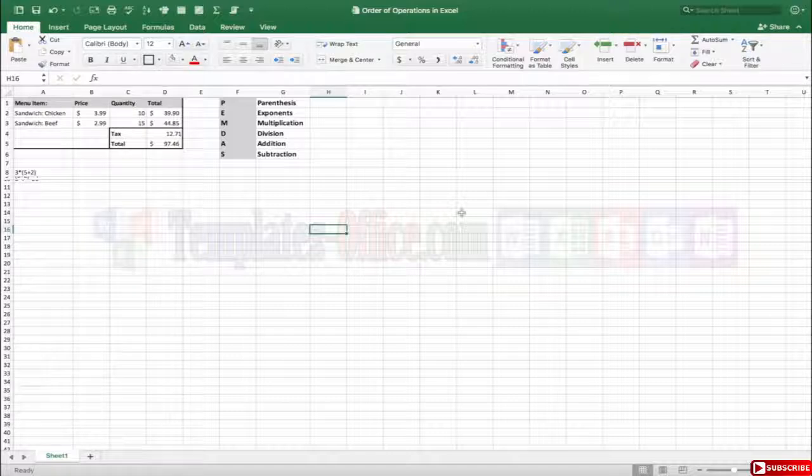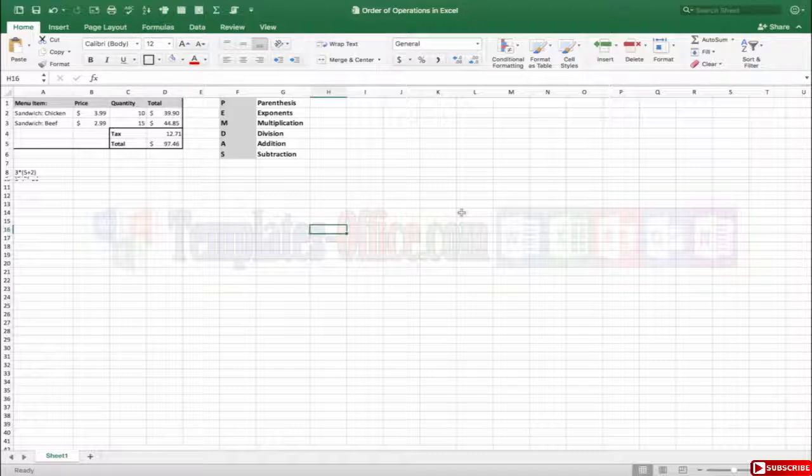Hello everyone! Today we're going to learn about the order of operations in Excel. Excel gives precedence to certain mathematical operators over others, and it's very important that you understand how Excel will compute a formula before you create one to ensure that Excel will perform the calculation exactly as you want it to.